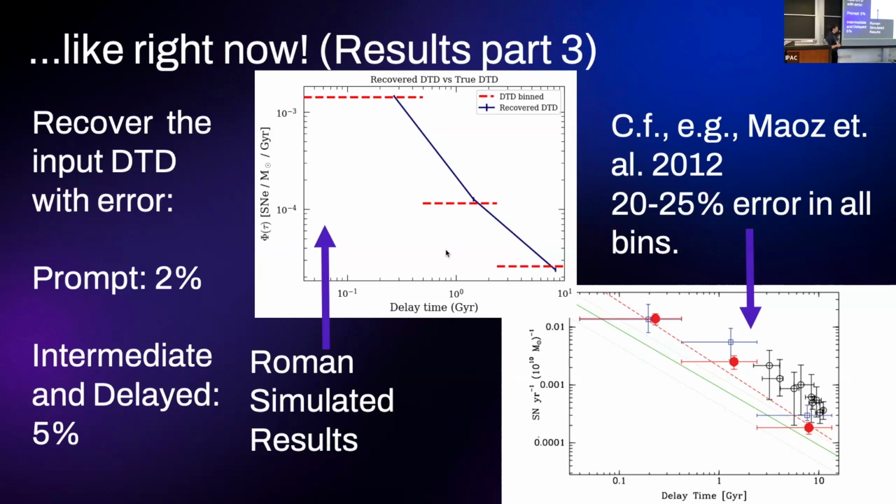Using Roman's data, we forecast that we will be able to measure the delay time distribution to 2% and 5% and 5% in the prompt, intermediate, and delayed bins, which is a factor of 5 to 10 improvement. I would also point out that we do better in the prompt bin because this is the one that is the most sensitive to high redshift supernovae, which is what Roman's going to be so good at. So if you combined this with perhaps SDSS or DES data, you could probably drive these down too. I just didn't have time to do that before this talk.